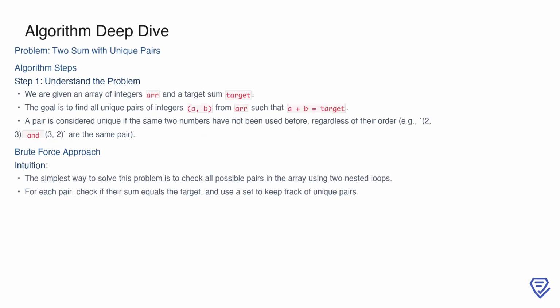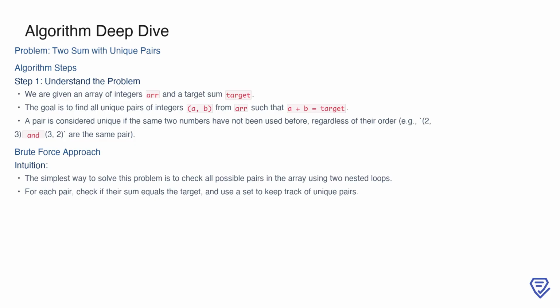To begin, the problem is to find all unique pairs of integers in an array that sum up to a given target value. For example, if the array contains numbers like 2 and 3, both adding up to the target, we only want to count that pair once, regardless of their order.